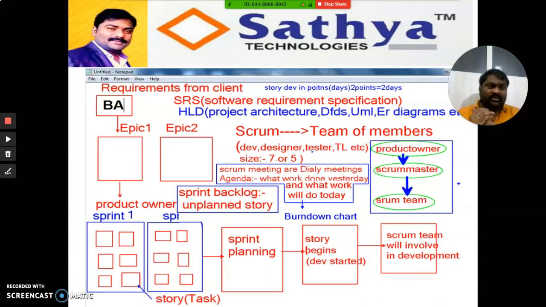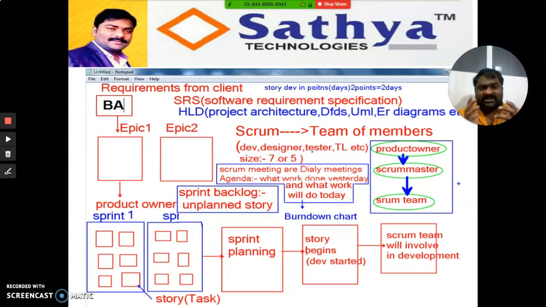Are you following, everyone? A story is nothing but what? A small task. An epic is a collection of what? Stories. An epic is a collection of stories. Did you understand, everyone? A planned story is called what? A sprint. An unplanned story is called a sprint backlog.